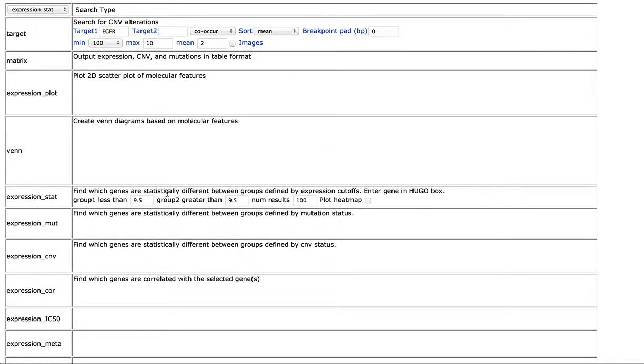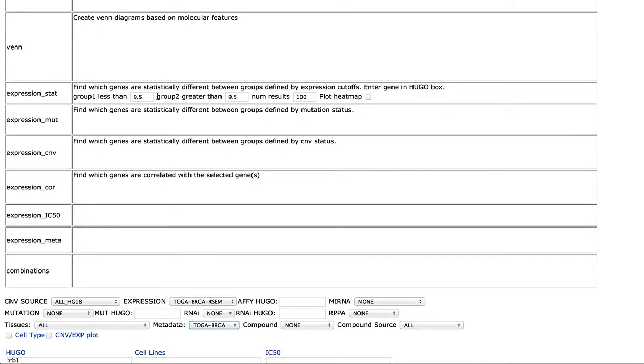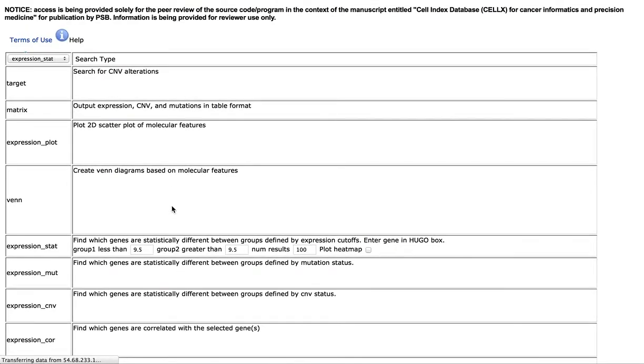Okay, so the idea here is that we're going to look at the expression of RB1, and we're going to group them into group 1, which are the samples which have less than 9.5 expression value for RB1, and then a group 2, which is greater than 9.5. And then we're going to do t-tests between these two groups for every other gene and return the top 100 results ranked by significance. So let's do that.